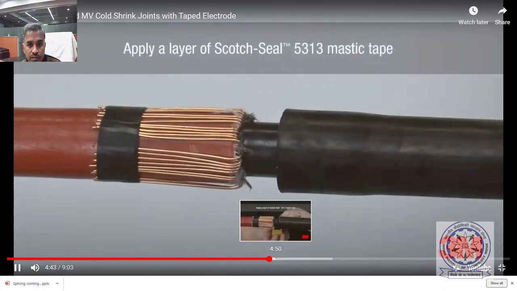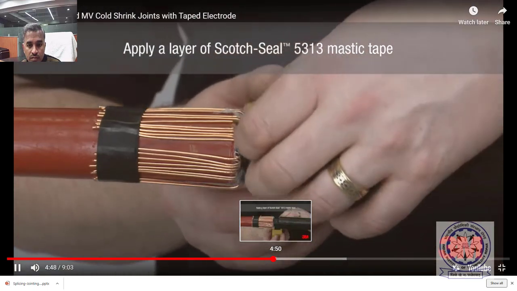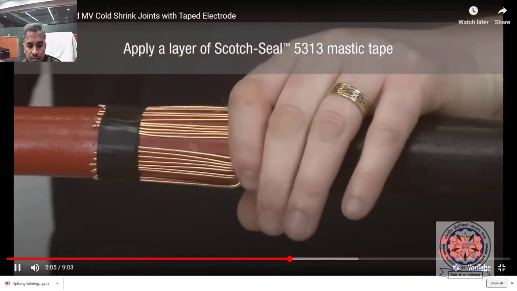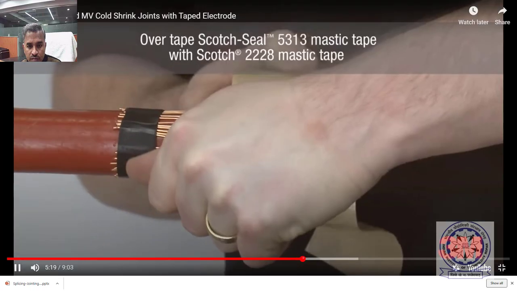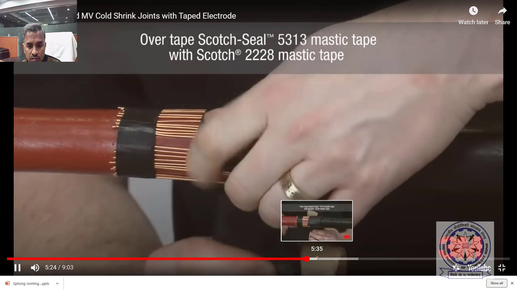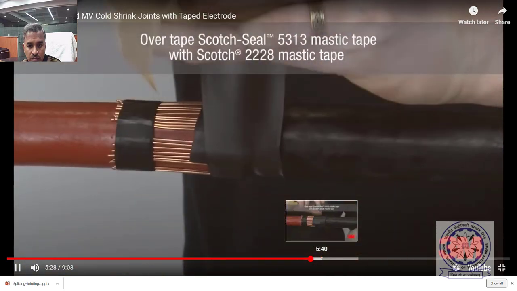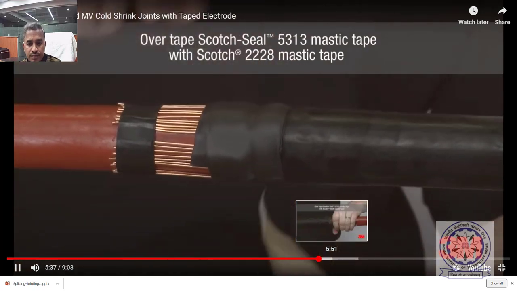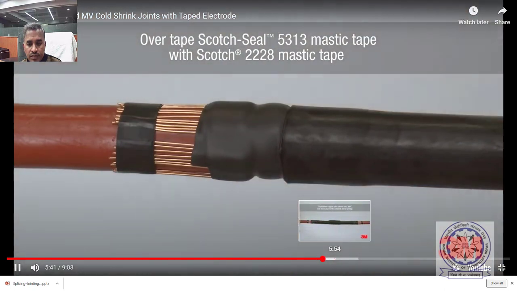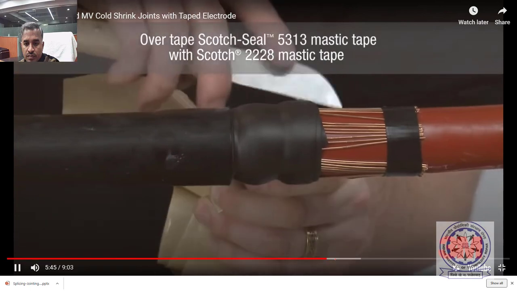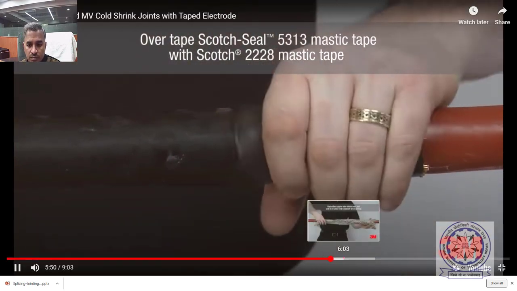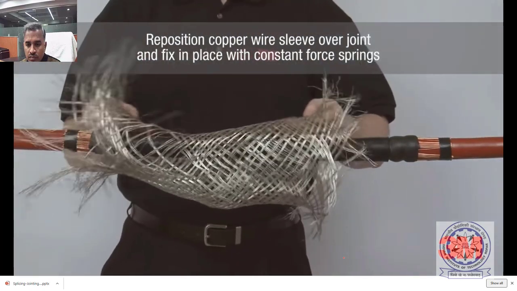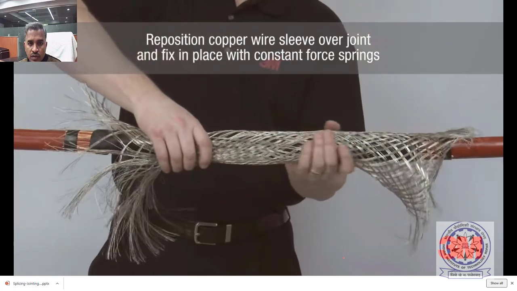Seal 5313 mastic tape is applied between the end of the joint body and the copper wire screen, and over the tape with Scotch 2228 tape. Mastic material. The copper wire sleeve is then repositioned over the joint. It is then fixed in place with a constant force spring. This provides a complete 360 degree earth screen around the joint for added protection.